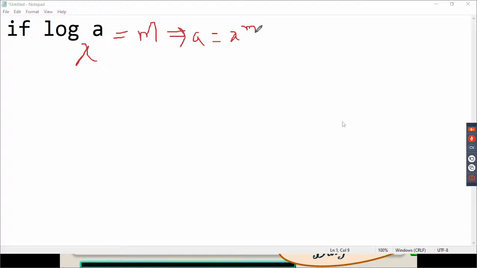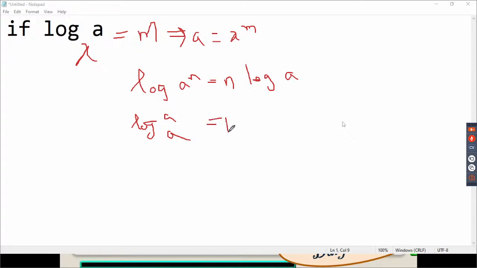Log a power n is equal to n log a. Log a base a is equal to 1.